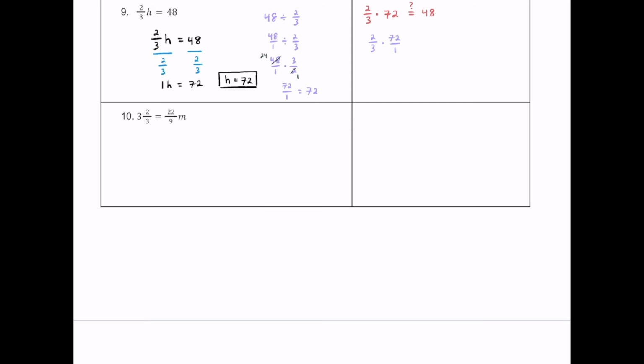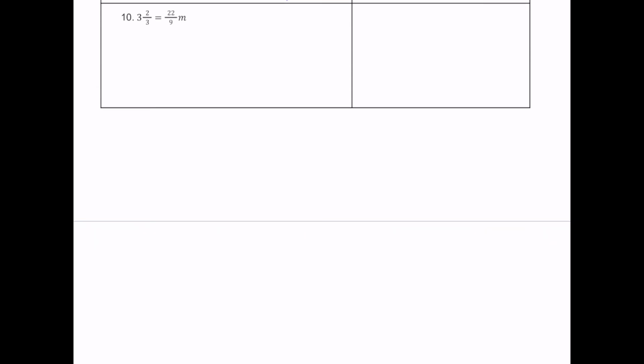Can we multiply these? Yeah, we can. And then we can cross cancel 3 and 72. 3 goes into 72 24 times. And so what's 2 times 24 on top? 2 times 24 is 48. So we're going to get 48 over 1, which is just equal to 48. Okay, so this actually works out, right? We have 48 is equal to 48. So we found out 2/3 of 72 does equal 48. So h is 72.